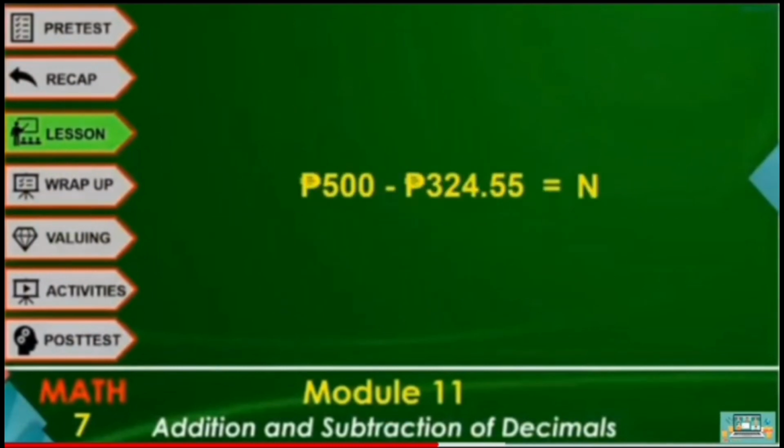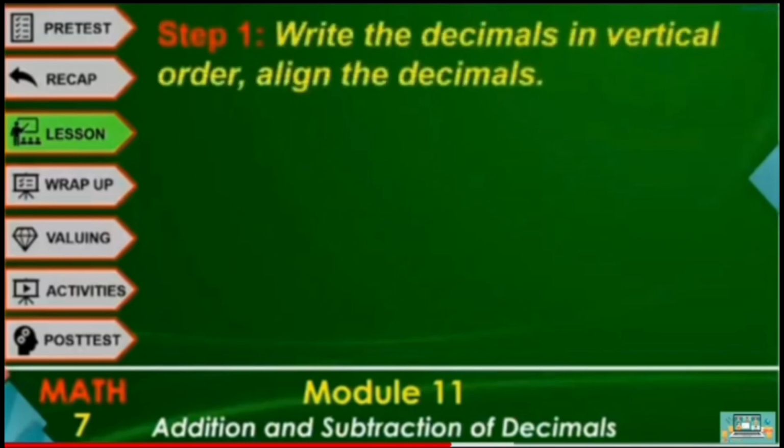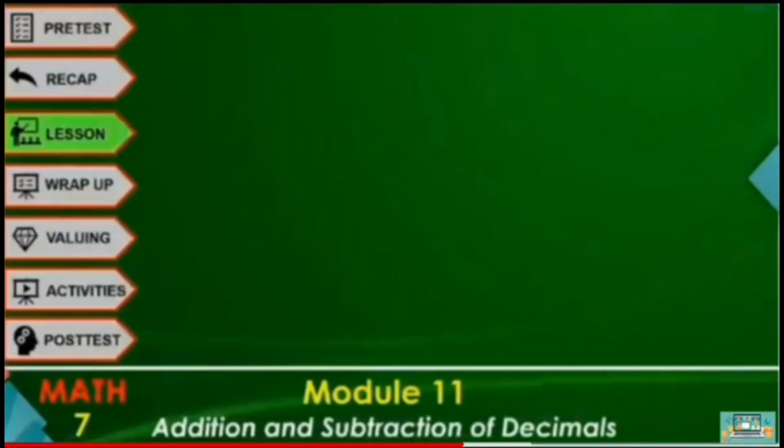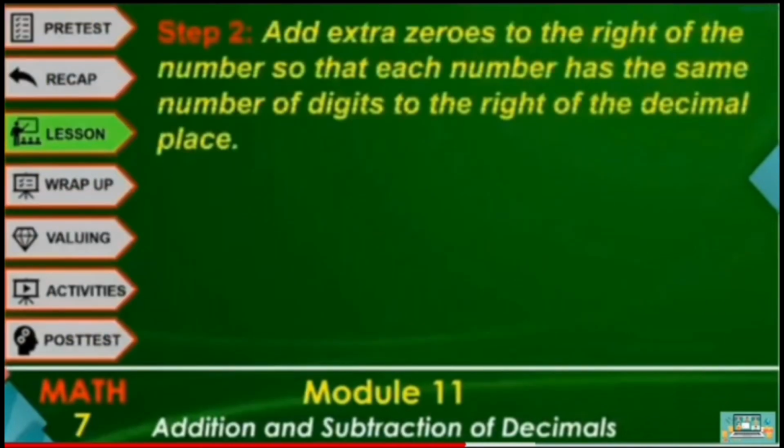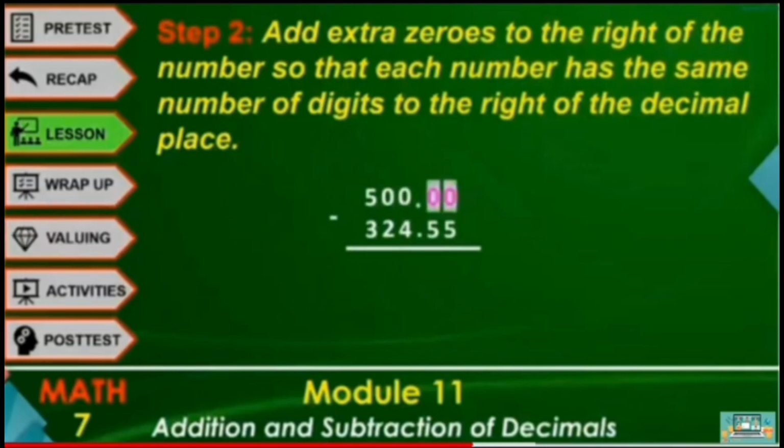Next, let's answer the second question. To solve how much is her change, the number sentence is 500 pesos minus 324 pesos and 55 centavos is equal to N. To solve, let us follow the steps in subtracting decimal numbers. Number 1. Write the decimals in vertical order. Align the decimals. Just like what we did in adding decimals, we add extra zeros to the right of the number so that each number has the same number of digits to the right of the decimal place. So we put 2 zeros here.